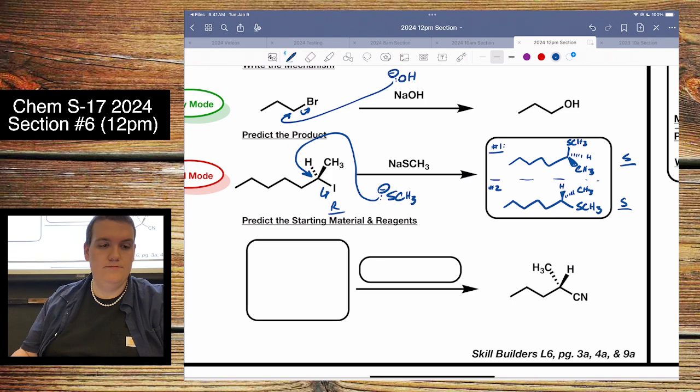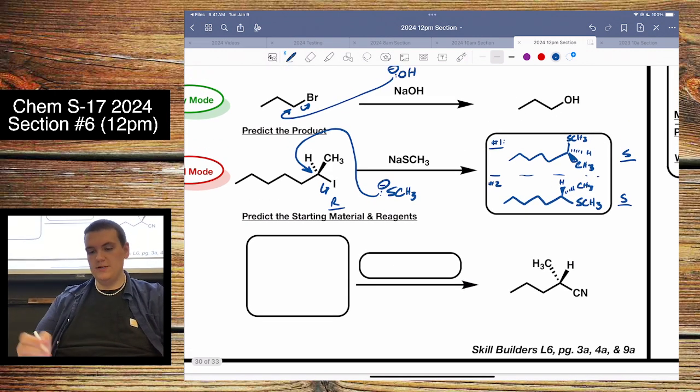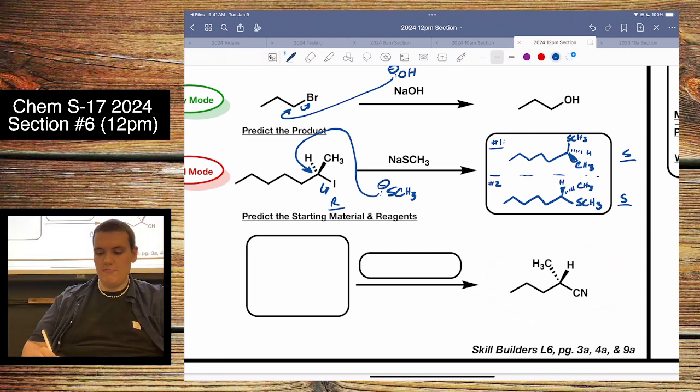Okay, for the bottom one, which of these things look like they could have been a nucleophile that attacked? The CN. And so that would be CN minus, but when we write CN minus as a reagent, we typically put an Na on there, because we're never just going to have a charged thing on its own. It's always going to be balanced with that counterion.